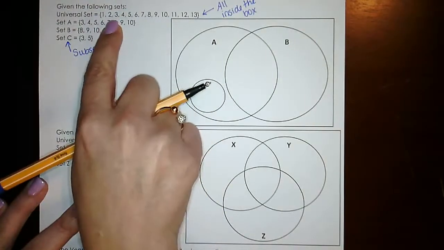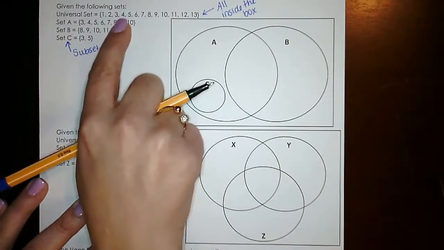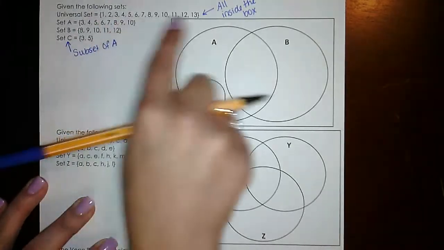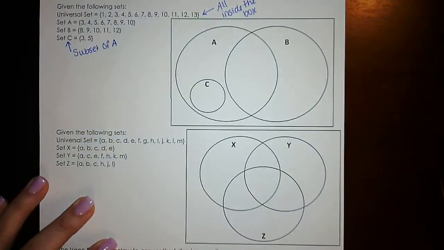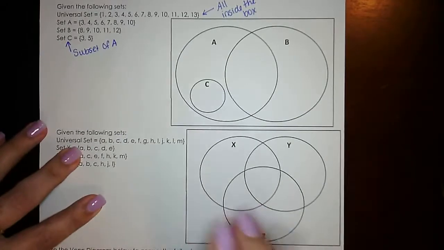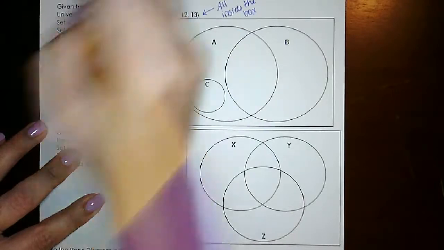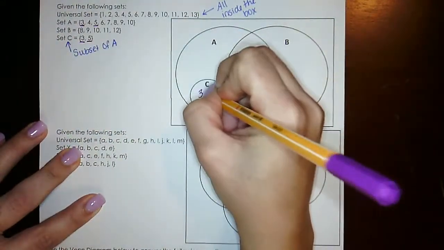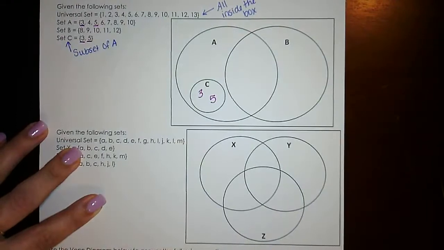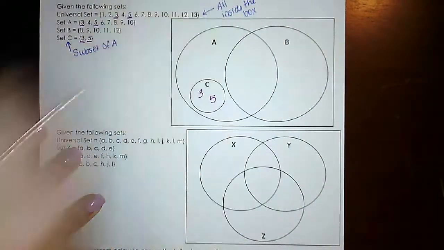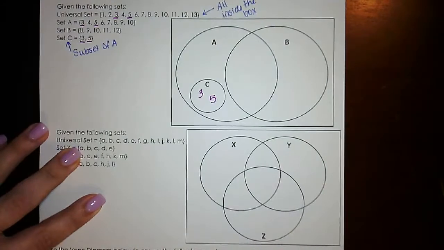So if we look at 3, I see it's in both set A and C and the universal set, but we're not going to write it 3 times. It's only in this universal set once. So start with the subset. Subset C, we said all of C is in A, and here's why. 3 is in A and C, and so is 5. So we're going to write 3 and 5 inside C. You can cross it out or underline. I highly recommend doing something to show that you've already done it. And we're also going to cross it out in the universal set because we don't want to write it again.